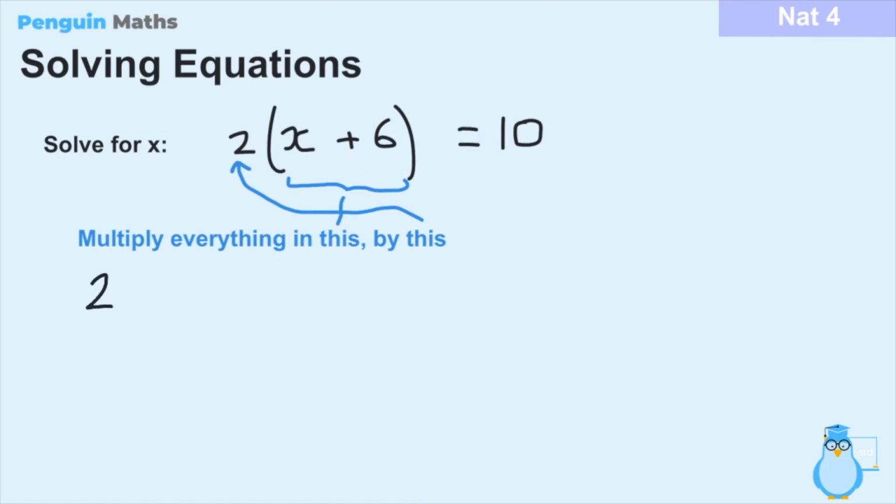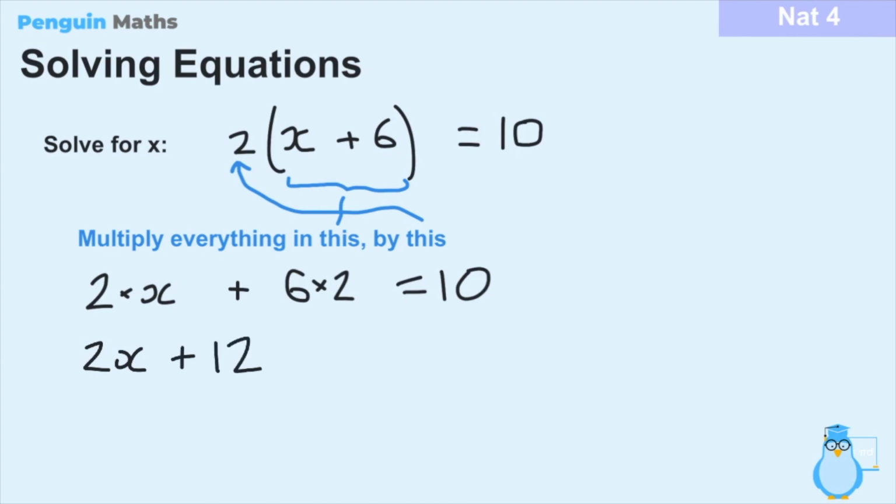So this can be written as 2 multiplied by x, or just 2x, and then we're going to add the 6 multiplied by the 2. This here represents the 2 multiplied by the x, and this here represents the 6 multiplied by the 2, and then all of that is equal to 10. Then we want to perform these multiplications. So first we times 2 by x, and then 6 by 2, so that would be 2x plus 6 times 2, which is 12, and that is all equal to 10.